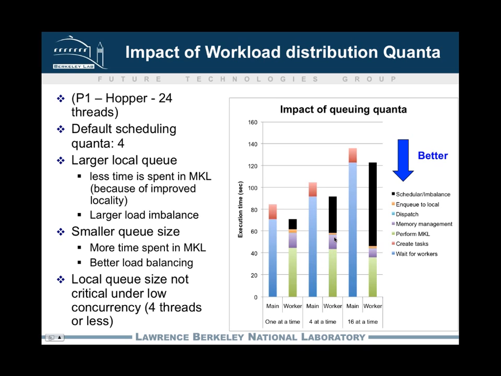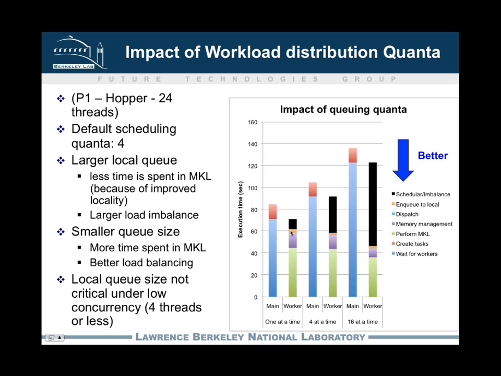So starting from this, which is the default value in the current implementation, we found that it is better to have a smaller scheduling quanta, so that we have a lower overhead for scheduling and executing tasks, and a smaller load imbalance.